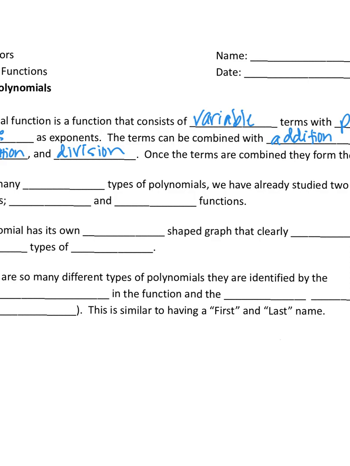There are many different types of polynomials. We have already studied two different types of polynomials, linear and quadratic functions. Each polynomial has its own unique shaped graph that clearly identifies it from the other types of polynomials.